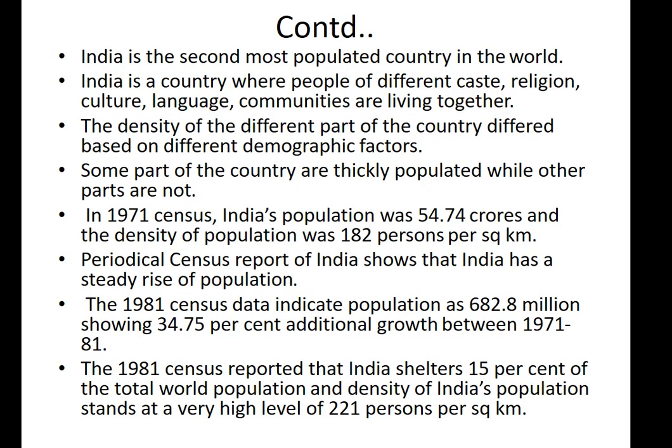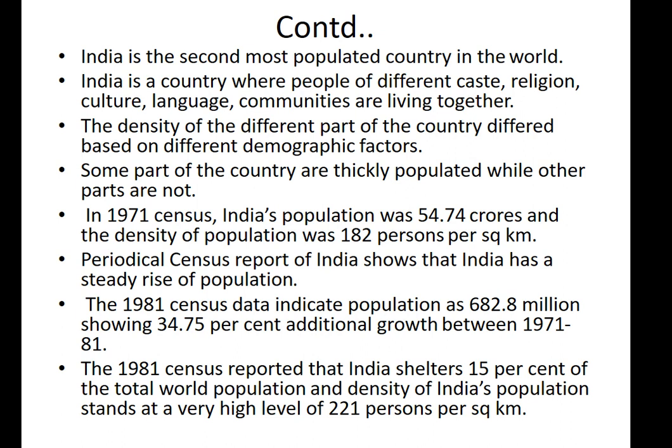India is the second most populated country in the world. India is a country where people of different caste, religion, culture, language, communities are living together. The density of the different parts of the country differs based on different demographic factors. Some parts of the country are thickly populated while other parts are not. In the 1971 census, India's population was 54.74 crores and the density of population was 182 persons per square kilometer.